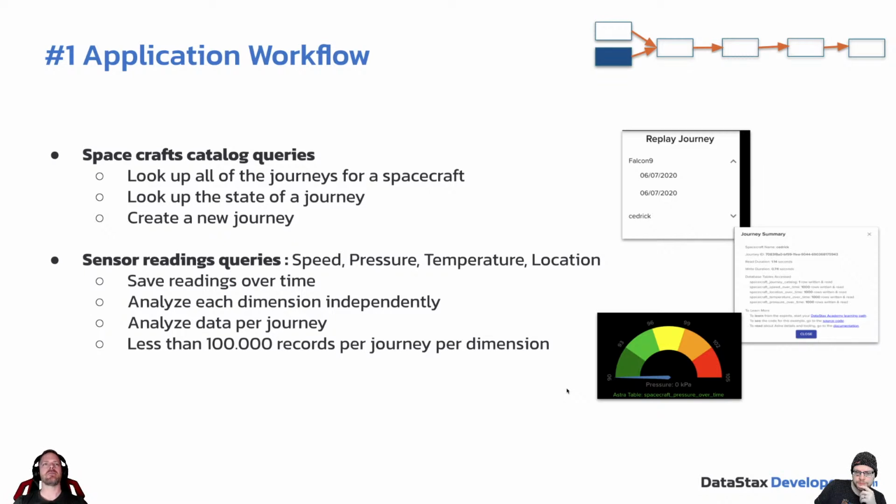Take a look at that first bullet where it says spacecraft's catalog queries, right? Look under that. For any particular spacecraft journey, I probably want to have the ability to look up all of the journeys of a spacecraft. Because if you think about it, I might have like a Falcon X rocket, right? That can have more than one journey. So a single spacecraft may have multiple journeys, and I want to be able to look them up. Or I want to look up the state of a journey. Is it currently active? Is it done? Whatever. Or I want to create a new journey.